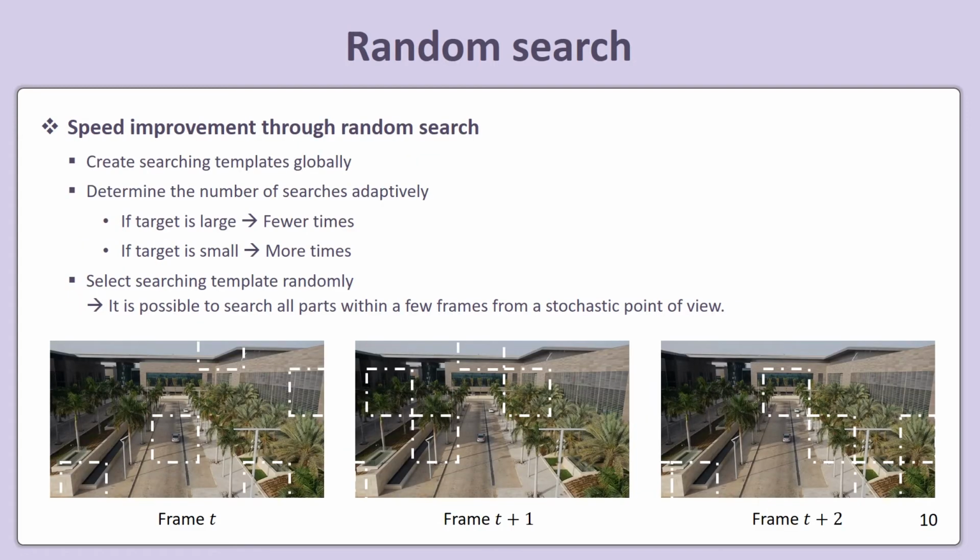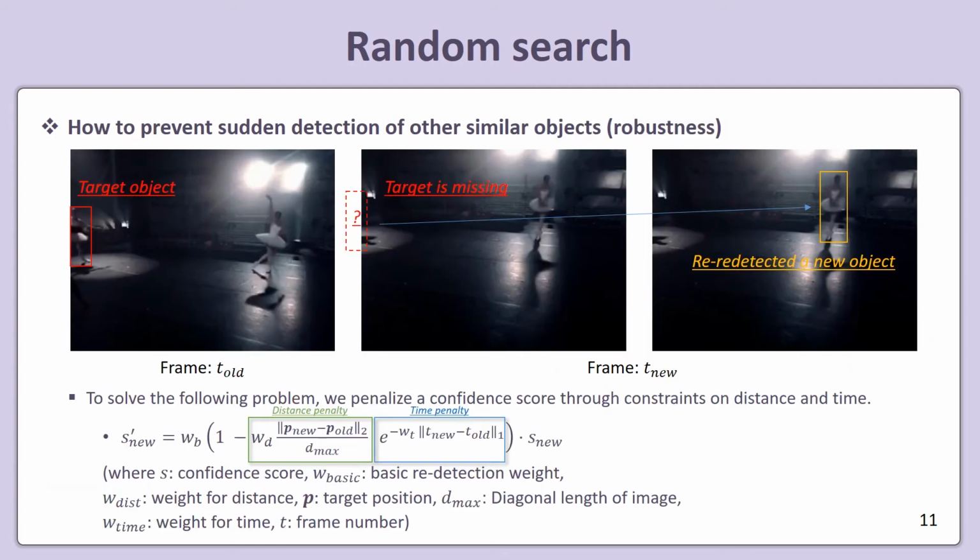To deal with the speed problem, we redetect targets stochastically. First, we create searching templates globally. Then we determine the number of searches adaptively. When the target size is large, we set a smaller number to search. When the target size is small, we set a larger number to search, and we select the searching template randomly. It is possible to search all parts within a few frames from a stochastic point of view. This method improves the redetection speed. And we want to say that the naive random search method is not robust.